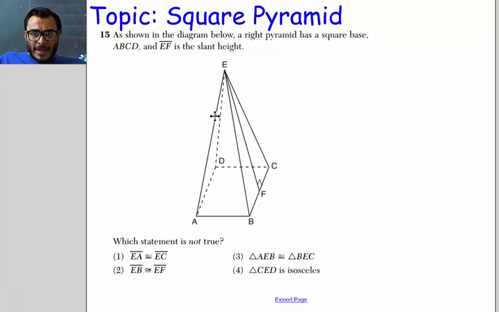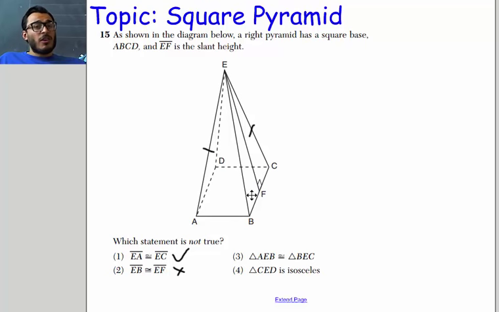So it says EA is congruent to EC. Yes, that will be true. The reason why EA is congruent to EC is because the lateral faces of a pyramid are congruent isosceles triangles. So this is indeed the same as that because they are corresponding parts of congruent triangles. Okay, then it says EB is congruent to EF, and that's not true. And you actually don't need to know anything about pyramids to know that. If you look closely, you can see EB is the hypotenuse of a right triangle, and EF is a leg of a right triangle.